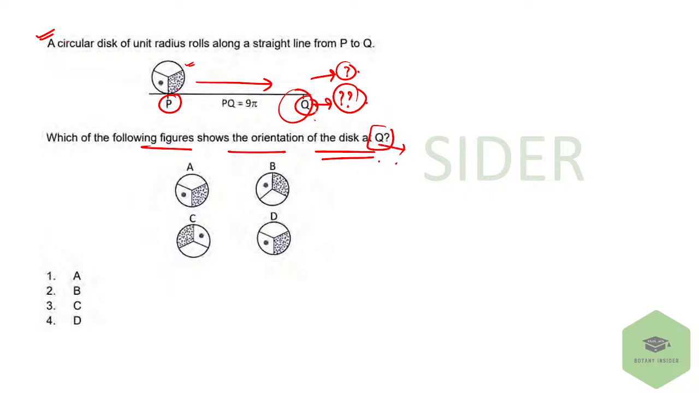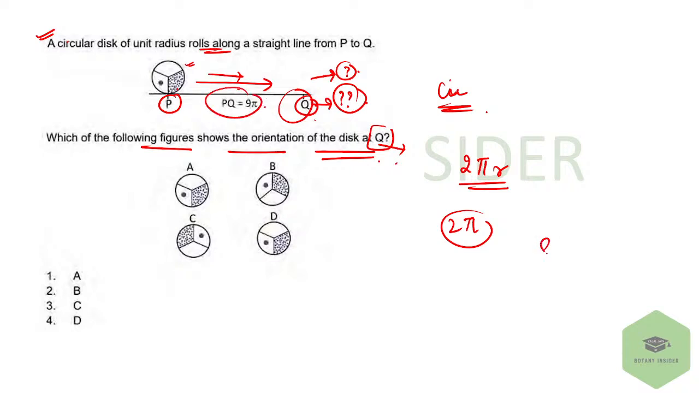So P to Q. Now, because it is rolling in a specific direction, we'll be looking into the circumference of the entire segment, right? And for the circumference, what's the formula? It is 2 pi r. The radius is a unit radius, that means 1 unit. So 2 pi, total 9 pi distance is getting traveled. So 8 pi plus 1 pi, 1 pi is half of the total distance.